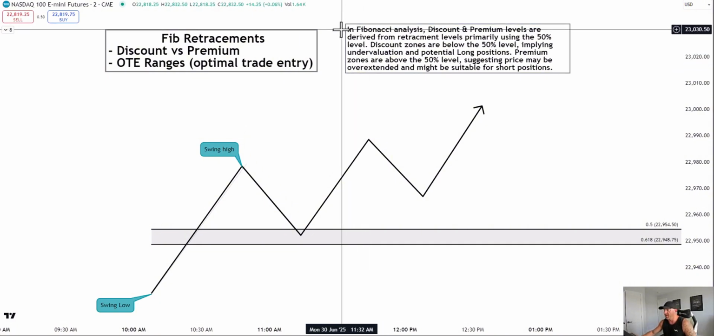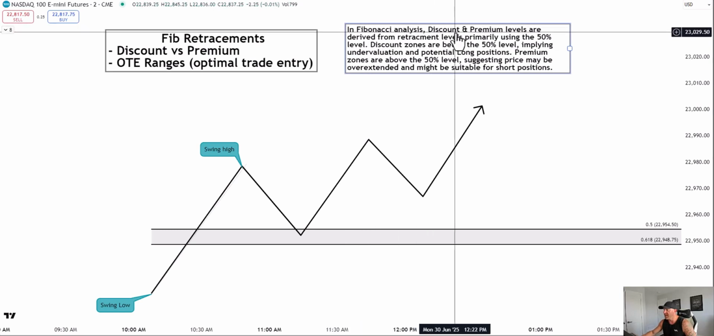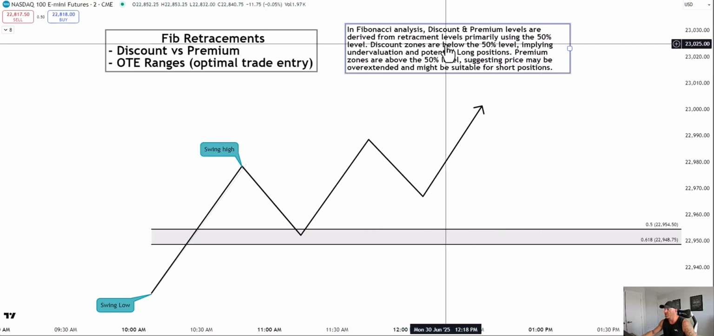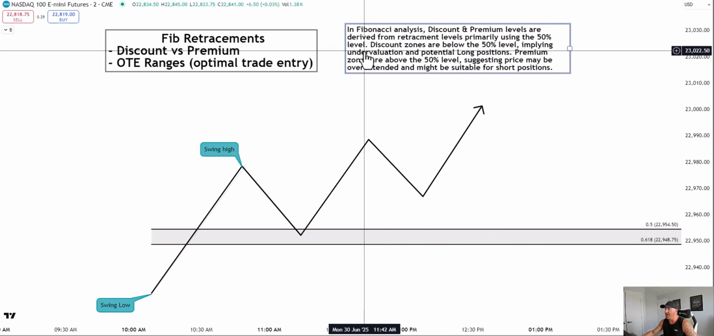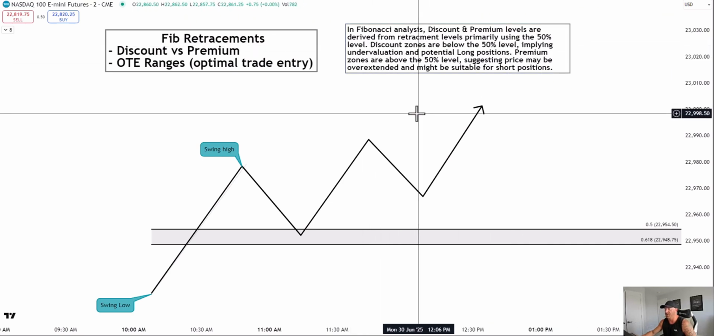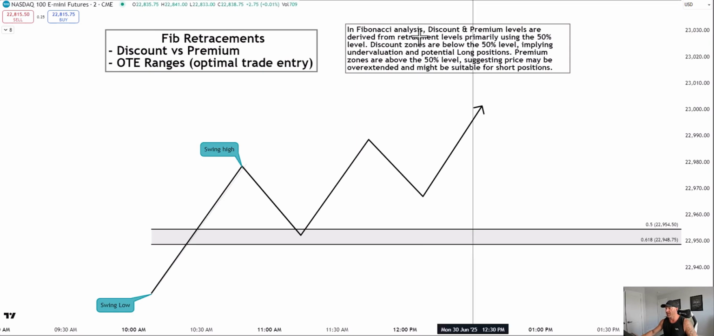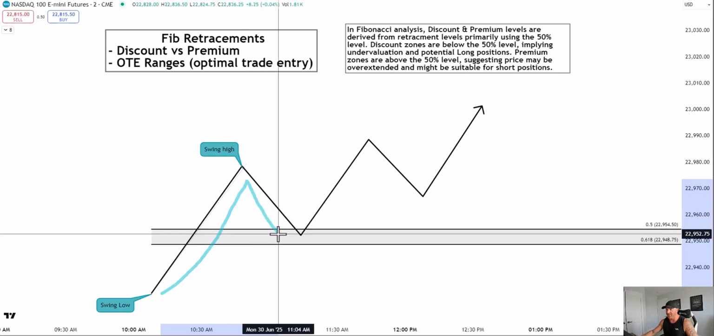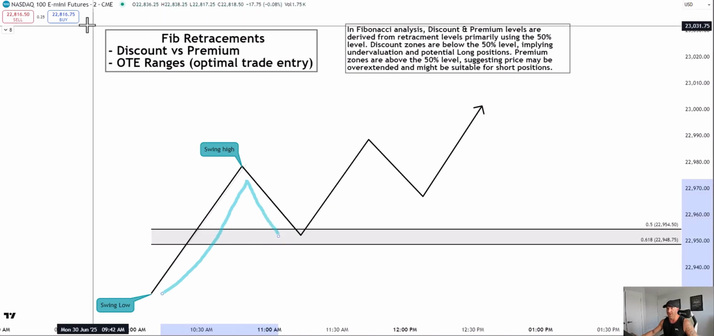So just read this little blurb here. In Fibonacci analysis, discount and premium levels are derived from retracement levels primarily using the 50% level. Discount zones are below the 50% level, implying undervaluation and potential long positions. Premium zones are above the 50% level, suggesting price may be overextended and might be suitable for a short position. So basically what that's saying is when price is delivering higher, like we have right here, we want to see a retracement back into a 50% range or an optimal trade entry.